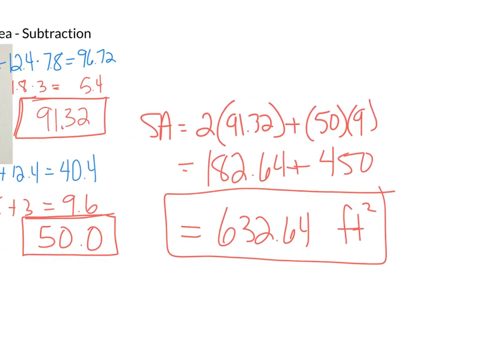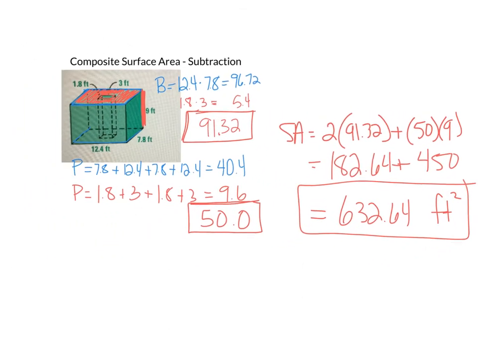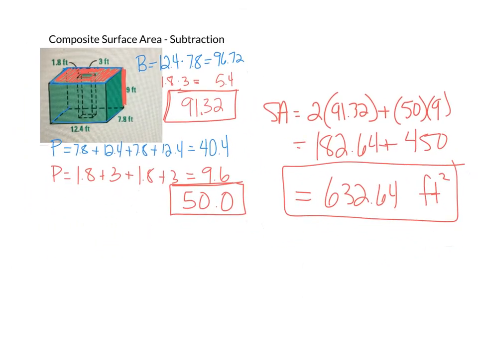Okay, so when we're doing a problem that has a hole in it, you have to subtract the base area to find the area of your base, and then you have to add in that extra perimeter so that we can use the standard surface area formula, 2B plus Ph. Okay, that's what we do here.